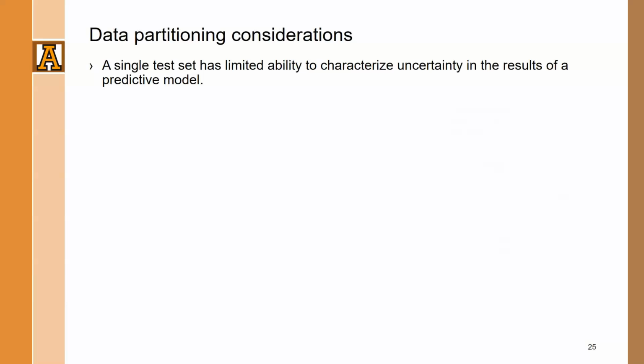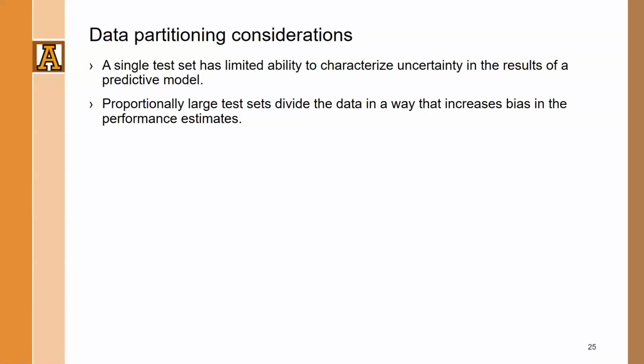Now, some considerations, and we've mentioned some of these things, when we're splitting the data. First, a single set to use for testing has limited ability to characterize uncertainty. That's why we do repetitions in k-fold cross-validation, because then we have several testing sets to evaluate the model. That's better than having only the results of one test set.